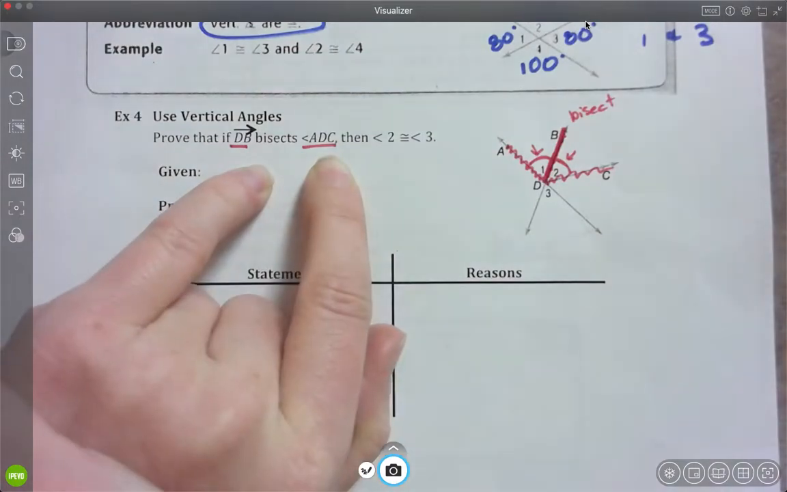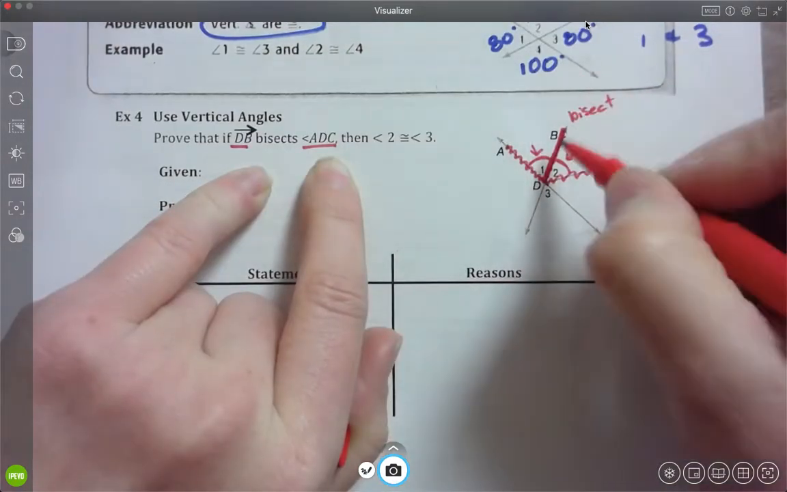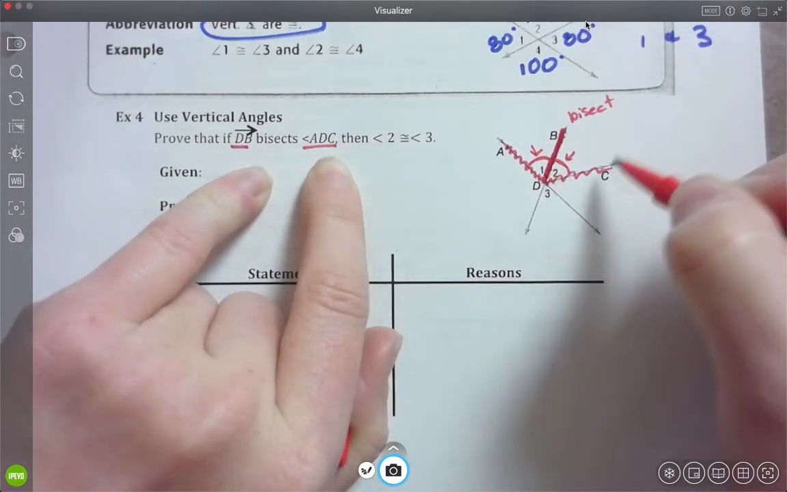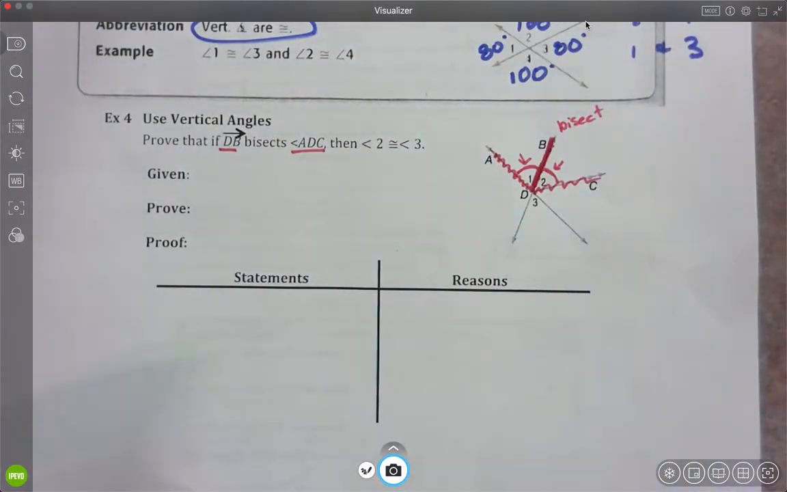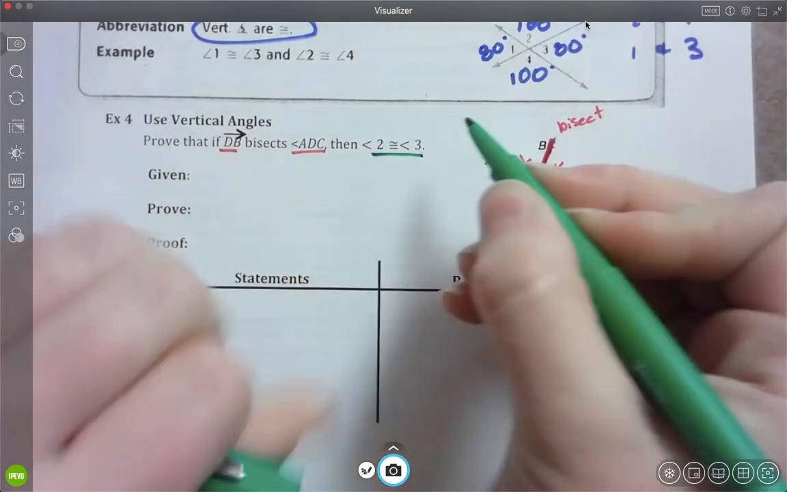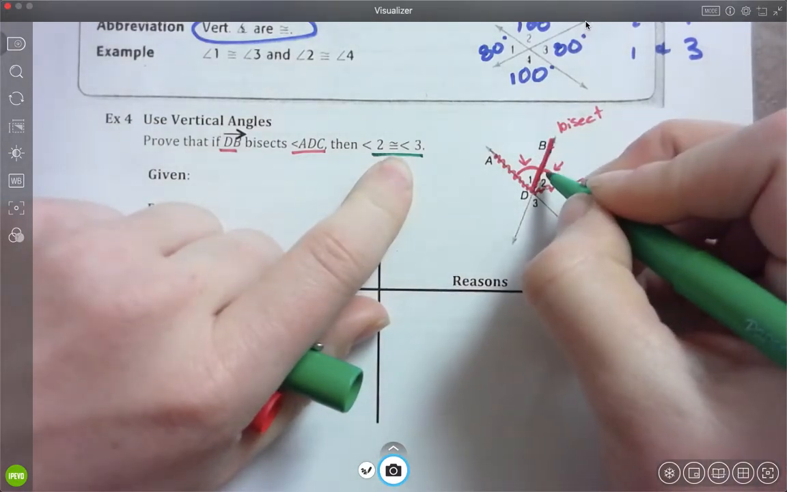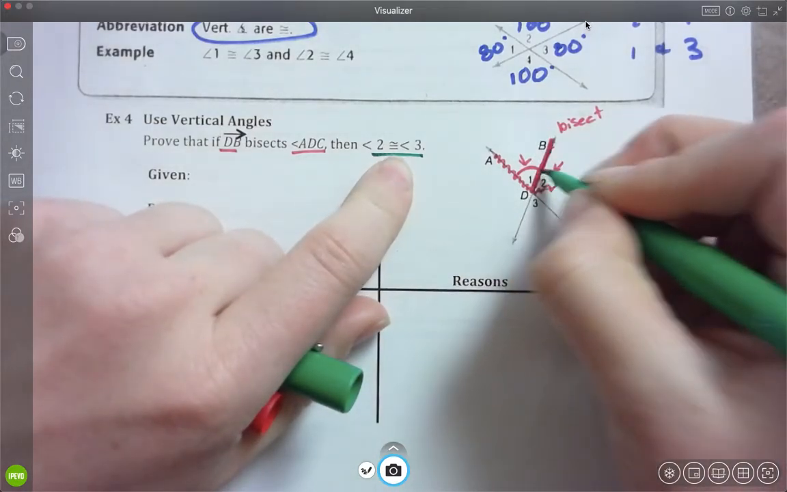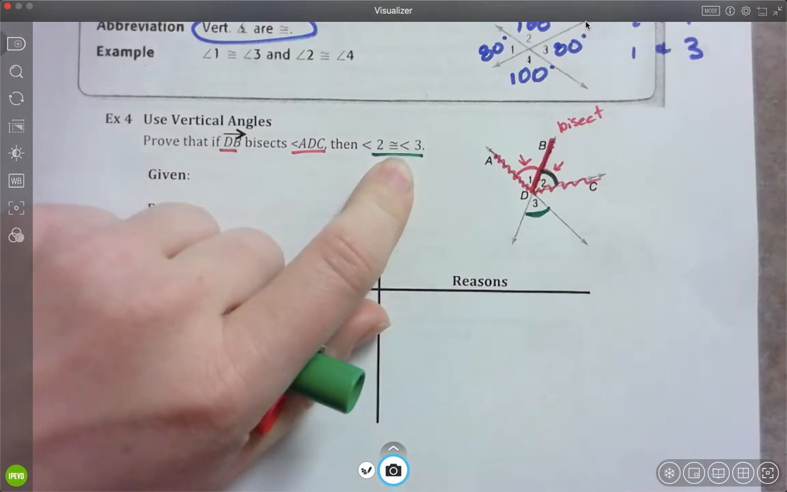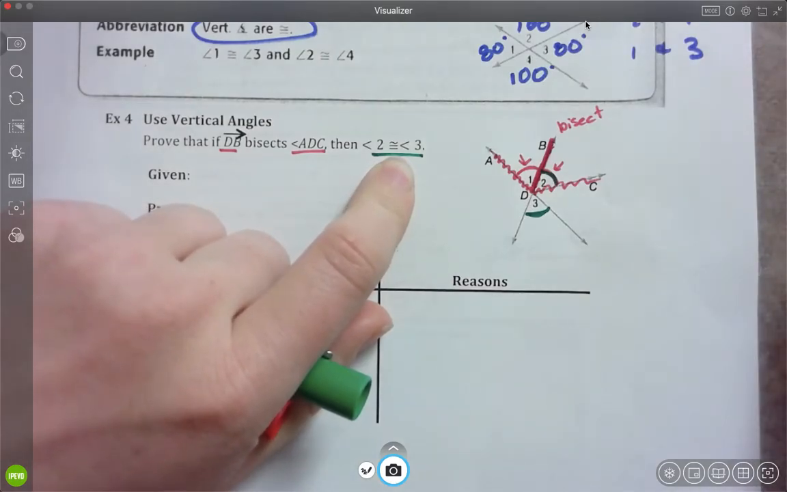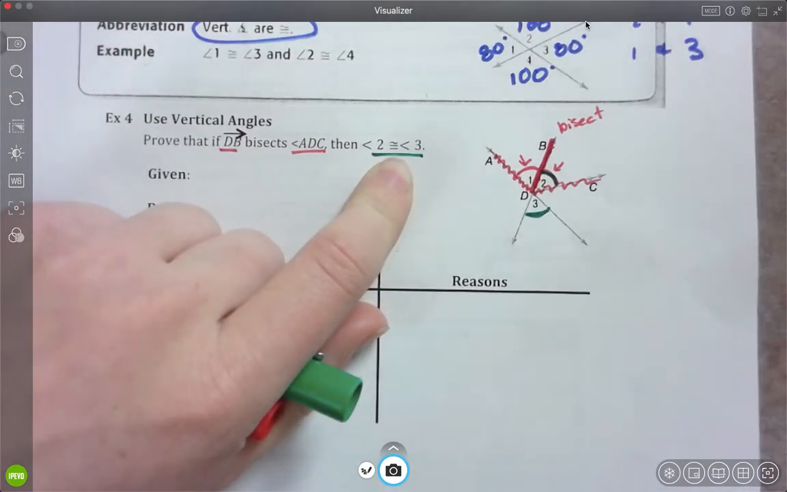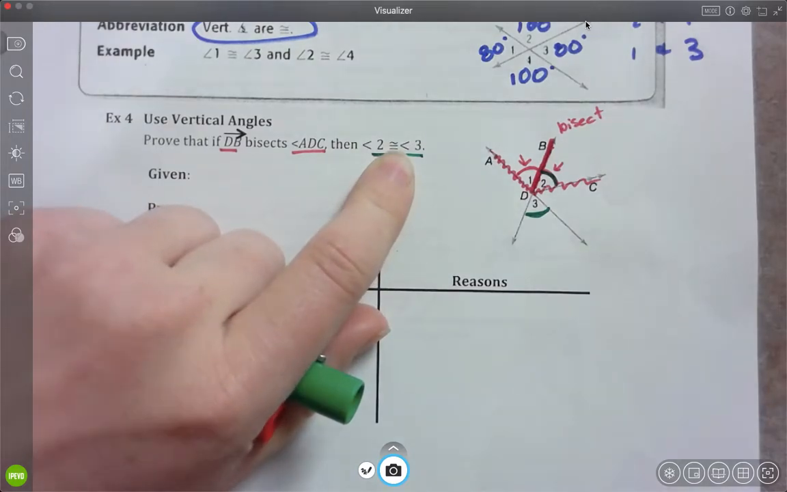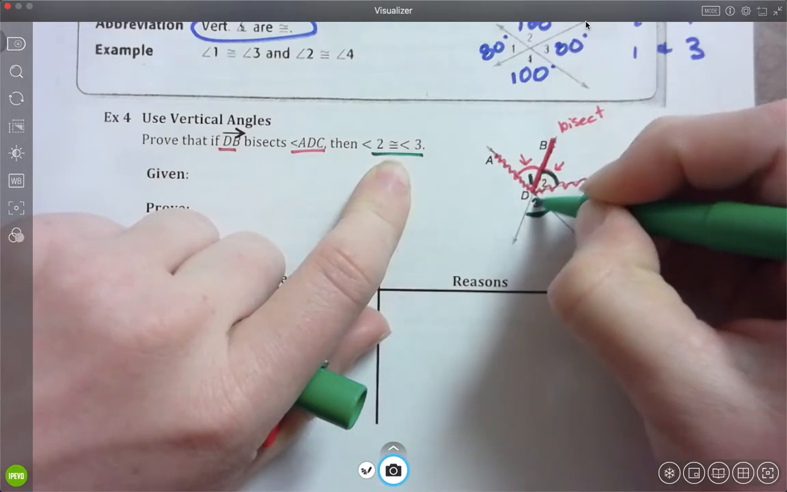So we're trying to show that if this bisects this angle, then angle 2 and angle 3 will be the same. But those angles aren't even close to each other. How do we show that they're the same? Well, we know that we're going to end up using the vertical angles theorem somewhere in this proof, and the only 2 vertical angles that I see are angle 1 and angle 3. Those are vertical from one another.